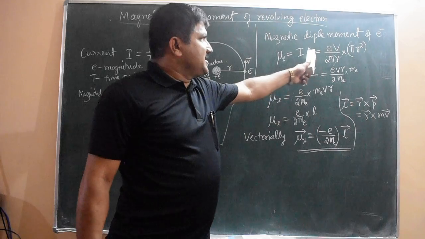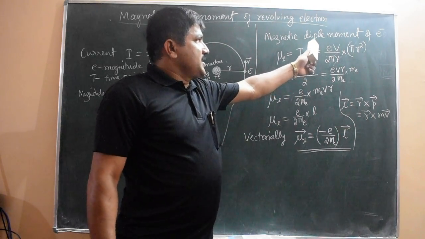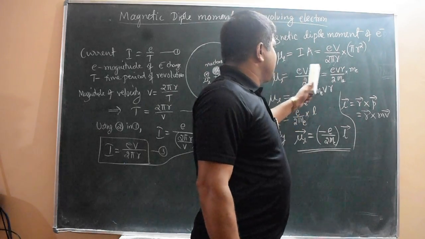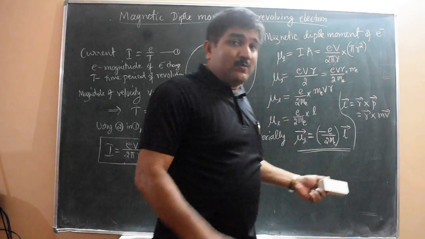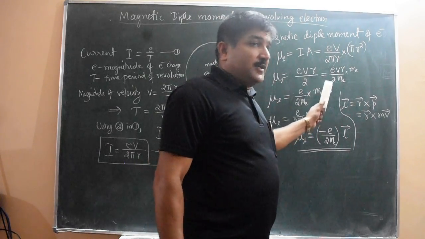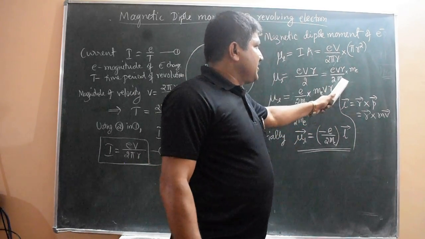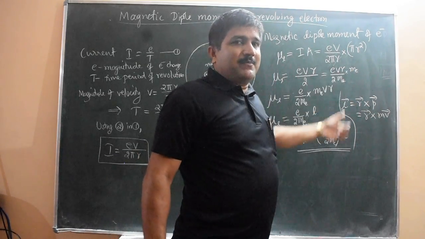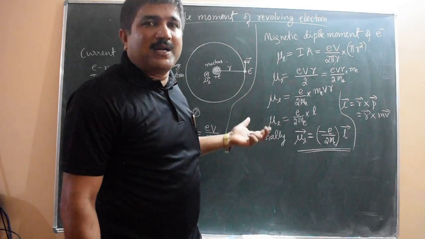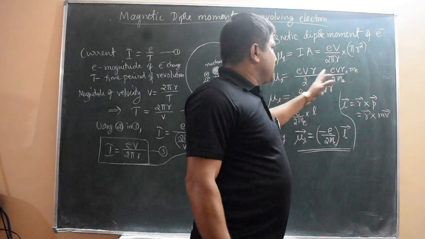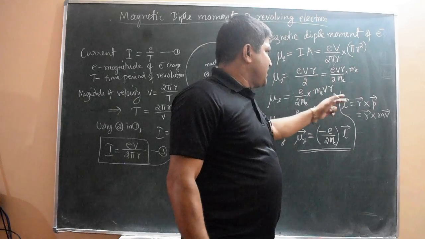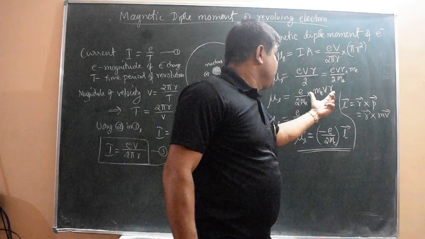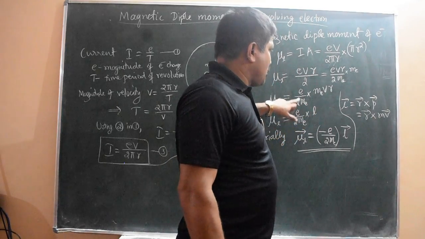Then to get the dipole moment, just multiply current and area. So ev by 2 pi r times pi r squared, cancelling pi and r, we get evr by 2. Then we want the dipole moment in terms of angular momentum, so multiply and divide by me. Nothing changes, it is the same number, the mass of electron. Then the numerator becomes e into mevr. This mevr quantity is the magnitude of angular momentum, whereas e by 2me is a constant.